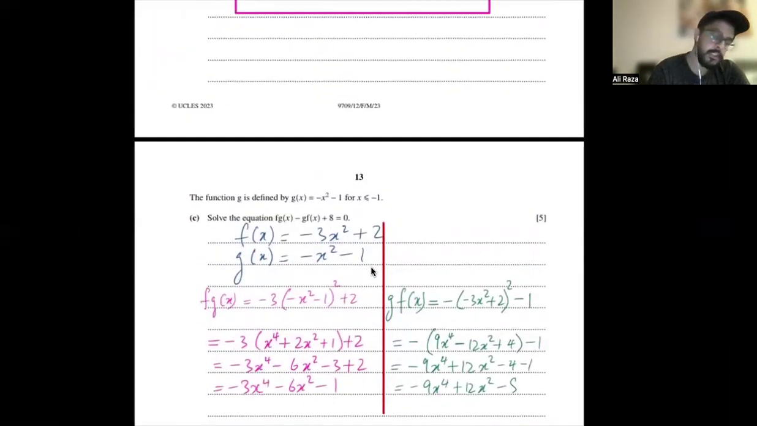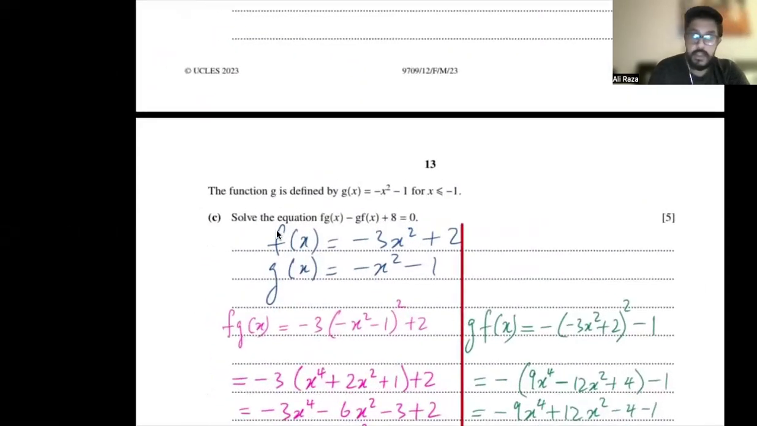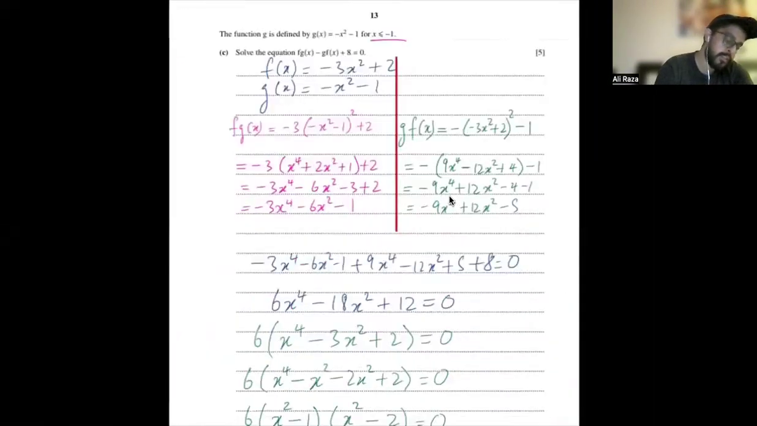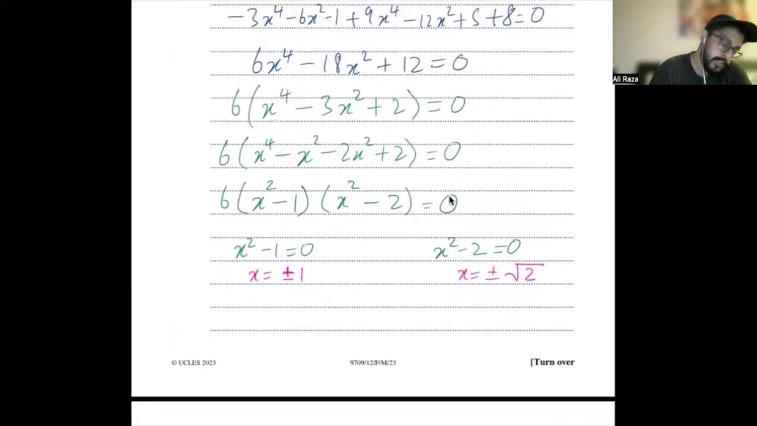Now, since the question specified that the function g is defined for x less than or equal to minus 1, we'll reject the positive values, and we'll only have the solutions x is equal to minus 1 and minus root 2.